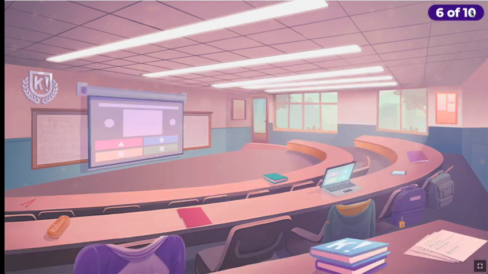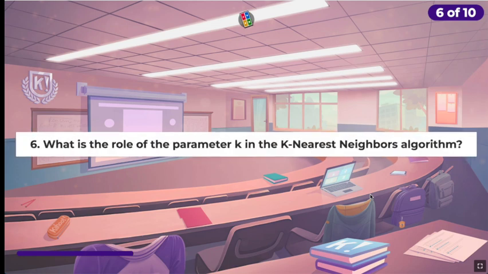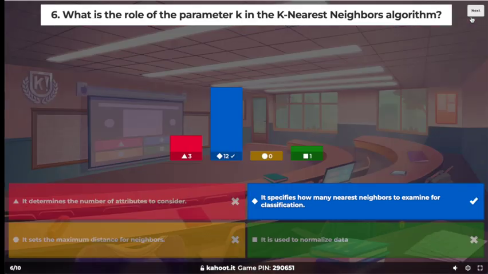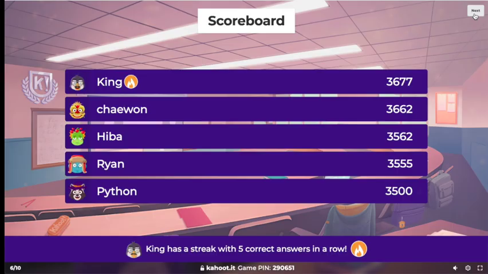Okay, so next one. What is the role of the parameter k in the KNN algorithm? Right, it specifies how many nearest neighbors to examine for classification. For example, if k is 3, it means we have to find the 3 nearest neighbors.